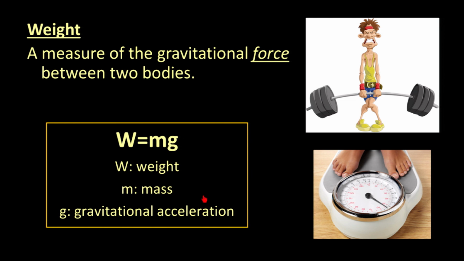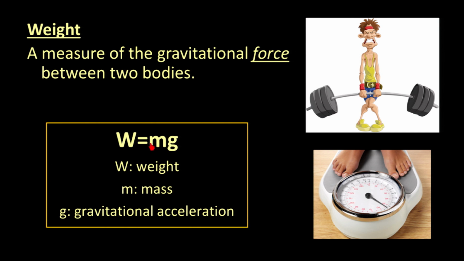Now, here's what I want you to notice. If you're familiar with mathematics, you'll know that there's a blank spot between the M and the G, which means there's a multiplication that's happening there. So M times G. Now, let's say we wanted to make an object have no weight. We wanted an object to have 0 weight, to be weightless. To make W 0, we have two options. We could either make the M 0, because 0 times anything is 0, or we could make the G 0.